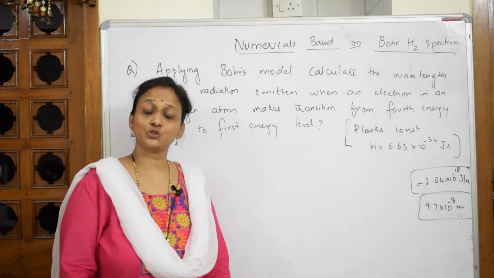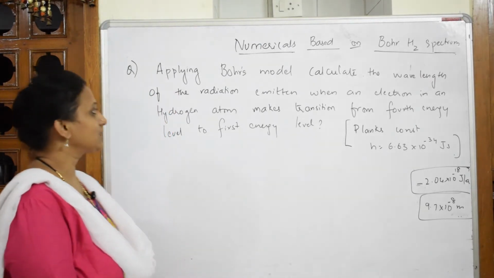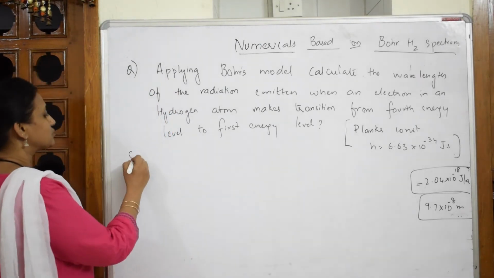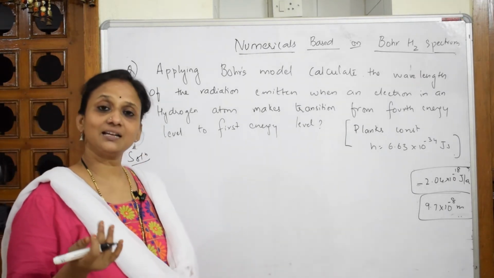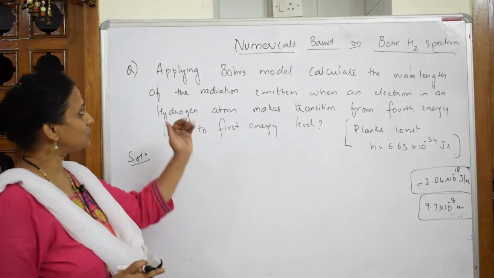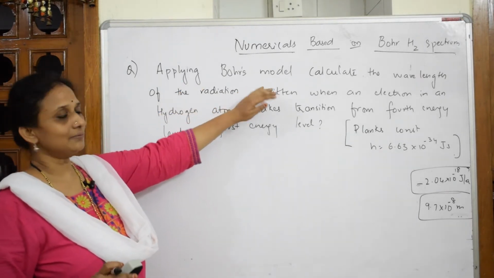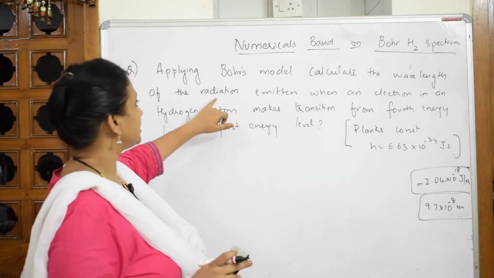Right. Now let's come back and do one more numerical, which is based on Bohr's hydrogen spectrum. So here what do they give us? Let's see. Whenever you're doing a numerical, try to read the numerical completely, write the given data, write the formula, and then substitute it. It's easy. So here what they give us, applying Bohr's model, I need to apply Bohr's concept and calculate the wavelength of the radiation.